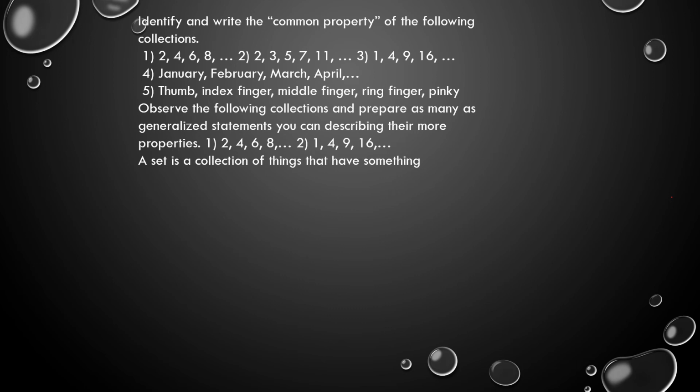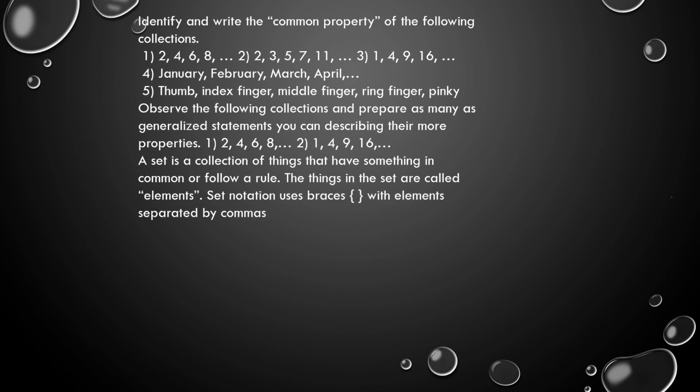Now I am going to the definition of a set. A set is nothing but a collection of things that have something in common or follow a rule. Without any common property, without any rule followed by all the objects in it, we cannot take that collection as a set. If you want to take that collection as a set, they should have a common property, otherwise they have to follow a specific rule.